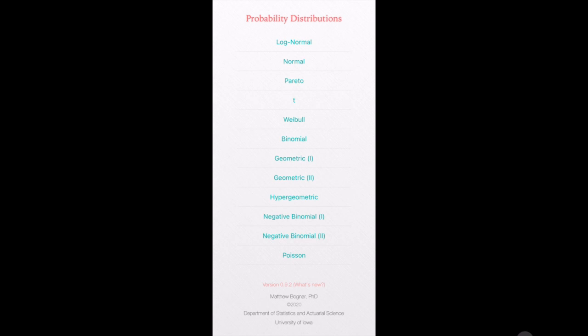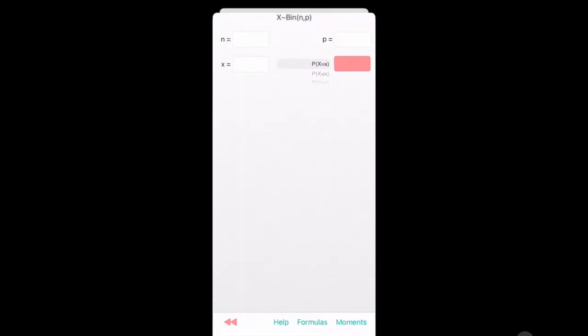Let's verify our answers. Look, here we have several distributions. The one we're seeing right now is the one that is binomial. So click there, binomial. By the way, this application is for free, right? Again, its name is probability distributions, like the title in the top, binomial. And then you will have to specify the parameters.